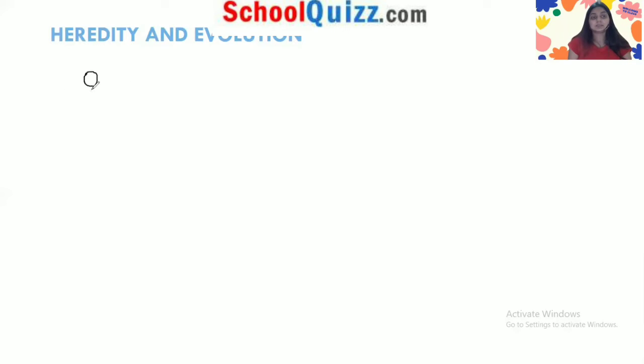Let's say this is a person. Okay, and for height, let's say we have either the tall property or the short property. Okay, so we will represent tall by capital T and short by small t.